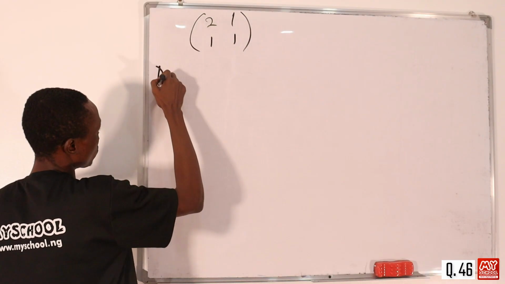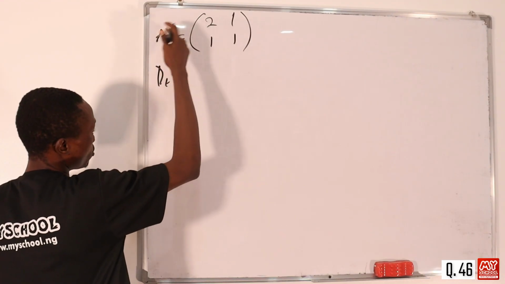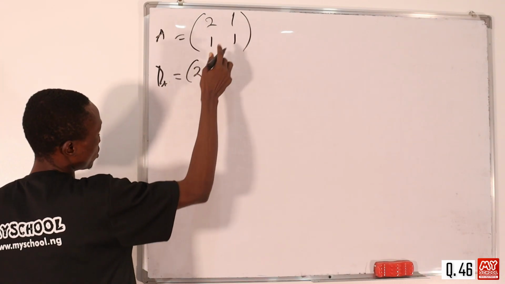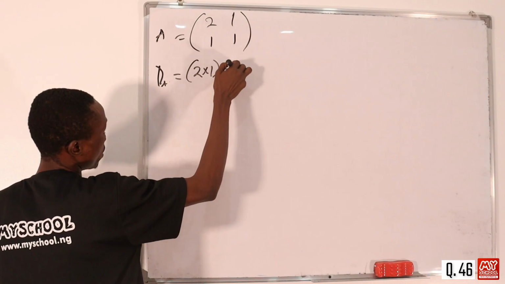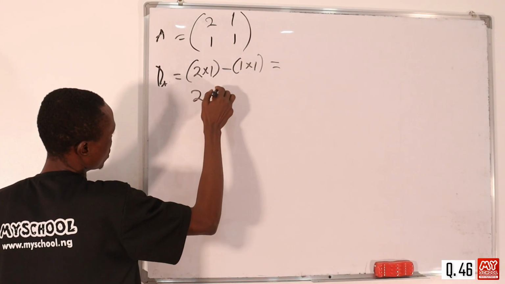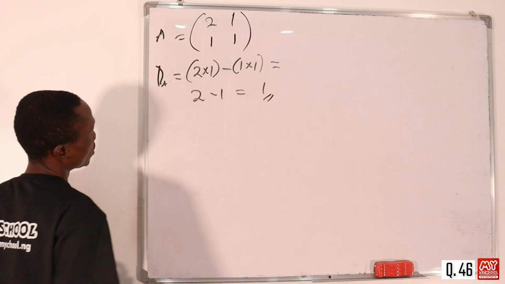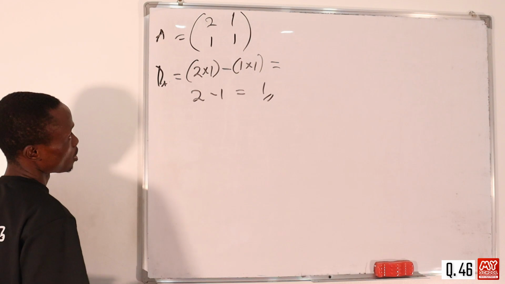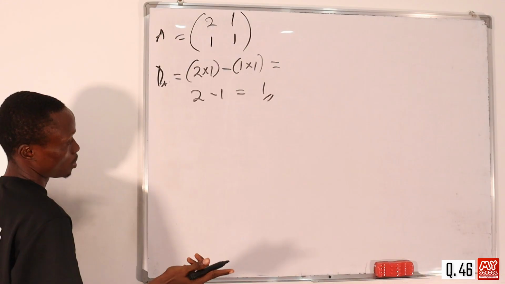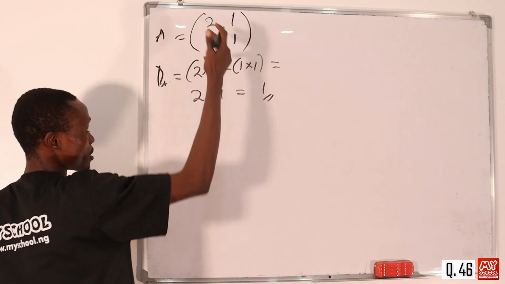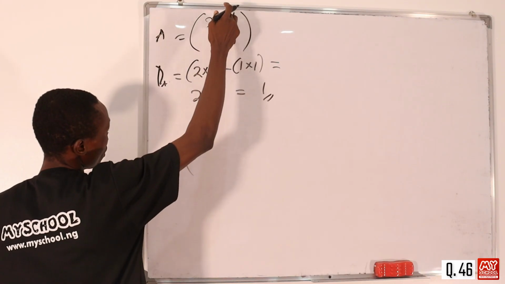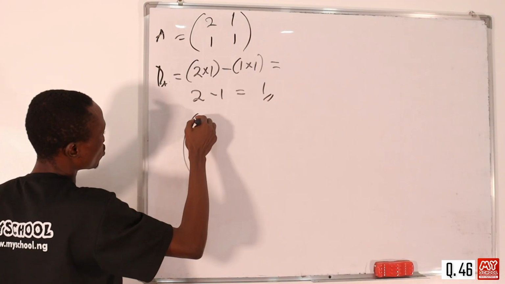So the determinant of this matrix, let's call it matrix A. Let's name the matrix A. The determinant of matrix A will be equal to 2 times 1, then minus 1 times 1. So this will be equal to 2 minus 1, which is 1. Now, after we've done that, the next step is to multiply the minor diagonal by minus 1 and exchange the leading diagonal. So if we exchange the leading diagonal of that matrix and multiply this by 1, we'll have 2.